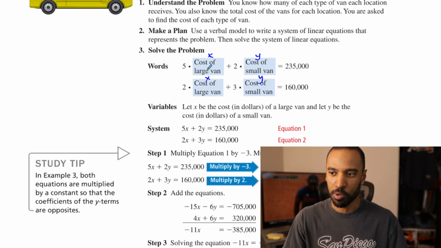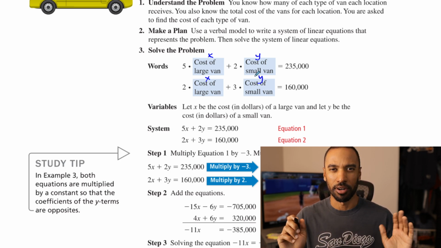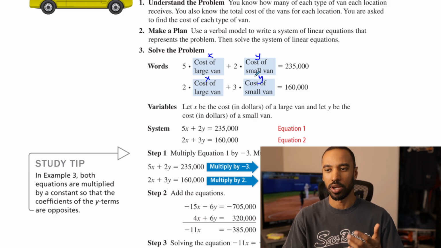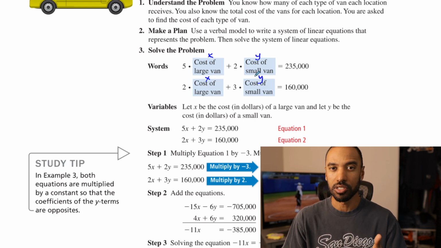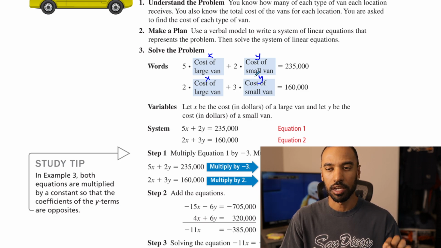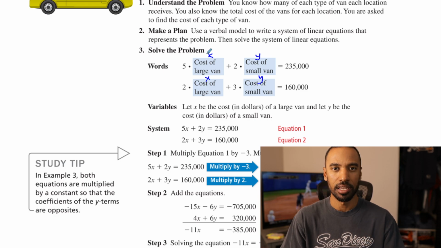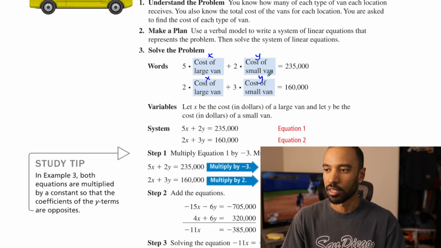Again, they define their variables as cost of large van is x, cost of small van is y. Not just let x equal large van, y equals small van. And I stated that before. That's not specific enough as far as what you're setting up. Doesn't help you with your equations that you set up. Doesn't help you with writing out your solution set. Be specific about what we're talking about. These are costs, not number of, not how many seats, not their weight, not their mileage, nothing like that.